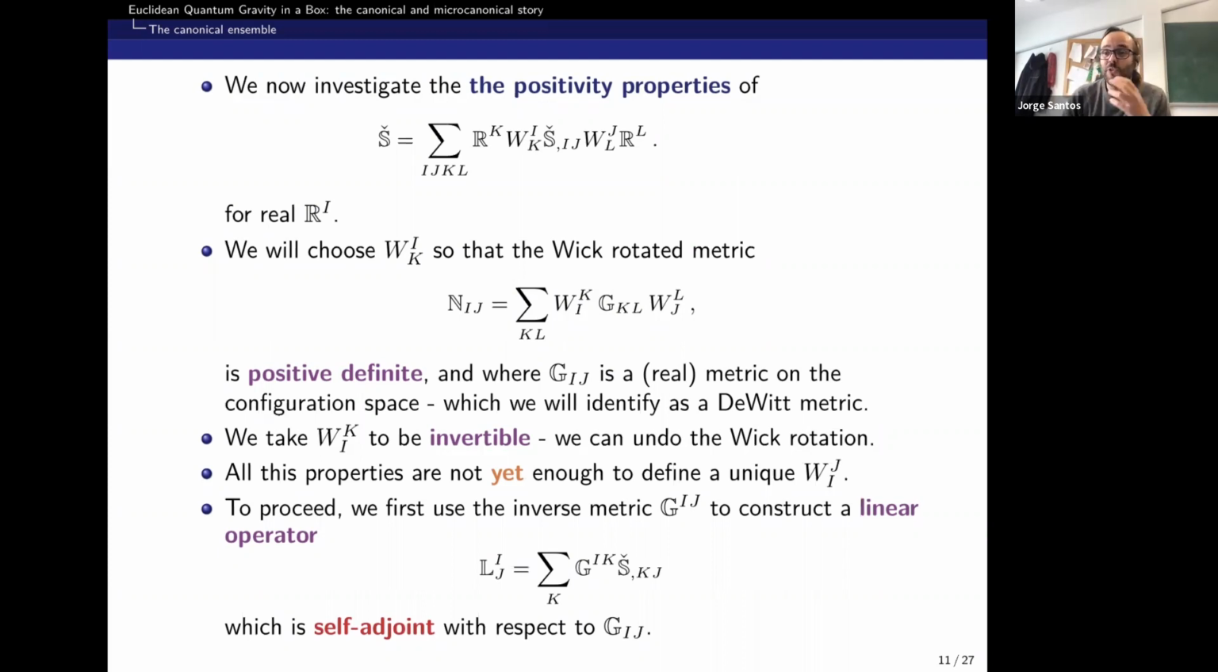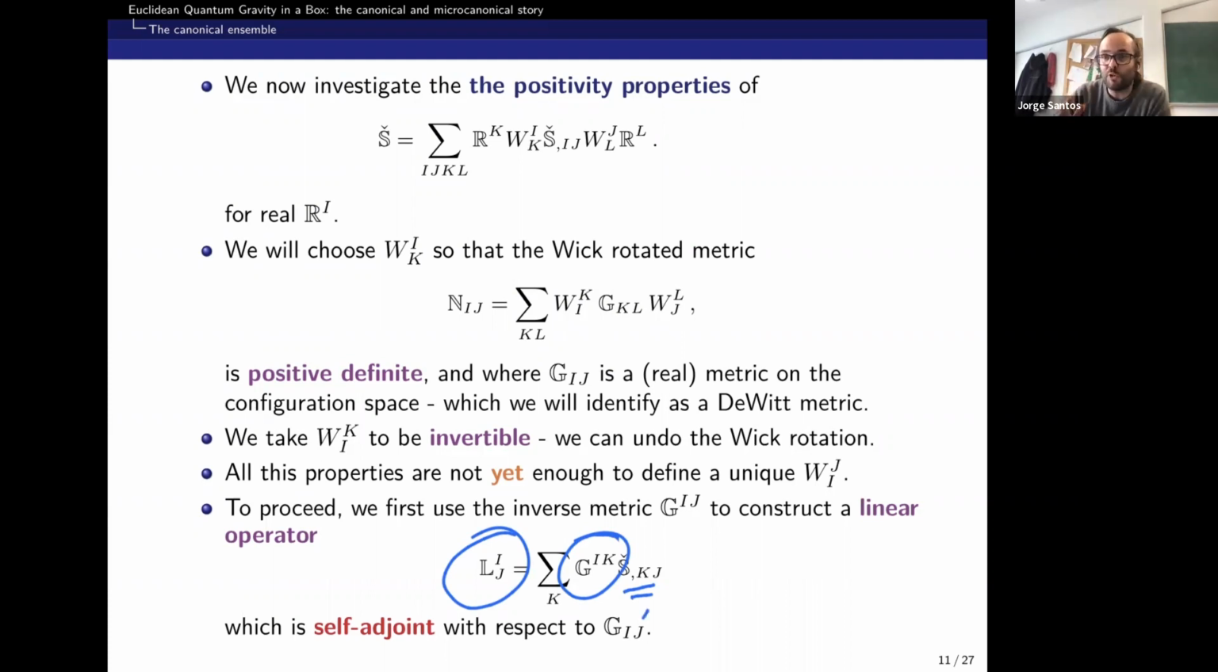First, we need to define an inverse metric. So you need to take a metric which is the inverse of the DeWitt metric. Once you have that inverse, you can construct an operator. You act on this second derivative kj with this inverse metric. This defines an operator. What is the beauty about this operator? This operator is always self-adjoint with respect to this G.